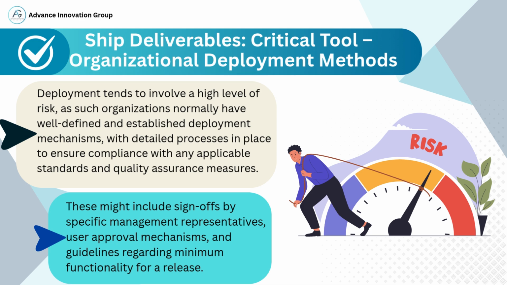3. Minimum functionality guidelines. Organizations also have defined rules about what qualifies as a releasable product. This is called the Minimum Releasable Functionality, MRF, or Minimum Viable Product, MVP, depending on context. Only when those criteria are met does the release go ahead. These elements ensure that deployment is controlled, compliant, and aligned with quality standards. The goal is to minimize risk, avoid production issues, and deliver business value smoothly.